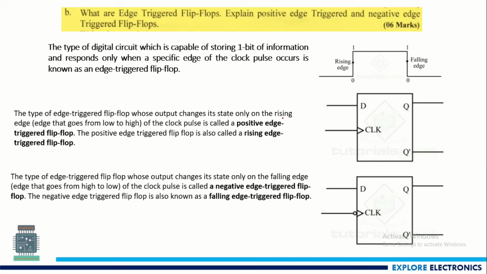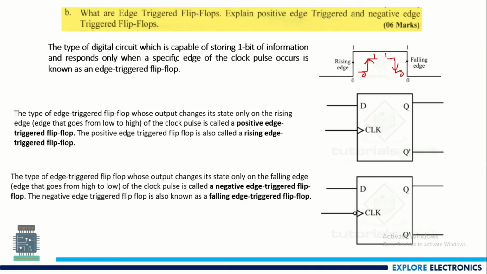What are edge triggered flip-flops? Explain positive edge triggered and negative edge triggered flip-flops. First, write what a positive edge is and what a negative edge is. Positive edge means that in the clock signal it is going from 0 to 1. Negative edge means when it is going from 1 to 0. You need to first indicate that, and this is what the edge means.